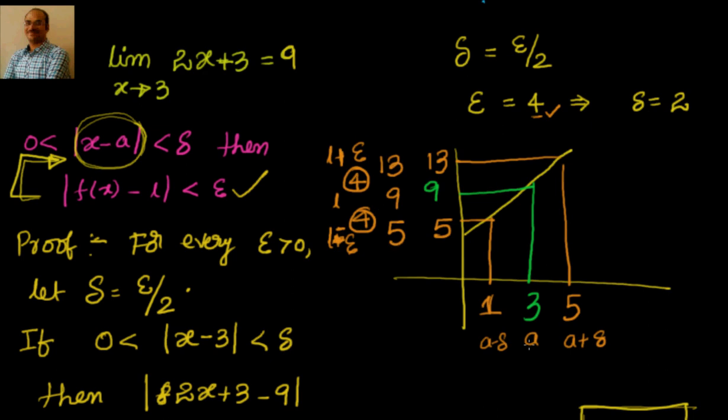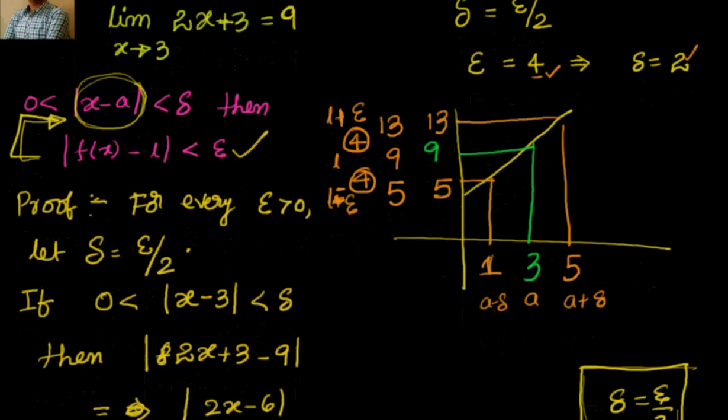So what will be the delta values? Delta equals epsilon by 2, that is equal to 2. So this becomes 1 and 5. Now you can check for 1, what is the value you have? 5. For 5, what is the value you have? That is equal to 13. So you can see that if the values of x are between a minus delta and a plus delta, then f of x values are between L minus epsilon and L plus epsilon. That is how you can prove it.